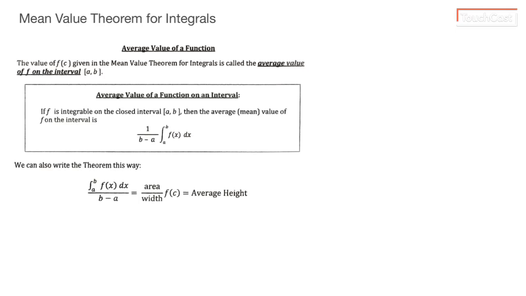Then we have a little theorem here. If f is integrable on a closed interval, then the average or mean value of f is found by taking the integral from a to b of our function with respect to x and multiplying it by 1 over b minus a. We can also write it as just the integral divided by b minus a, which takes our area over our width and gives us an average height. So let's get into some examples.